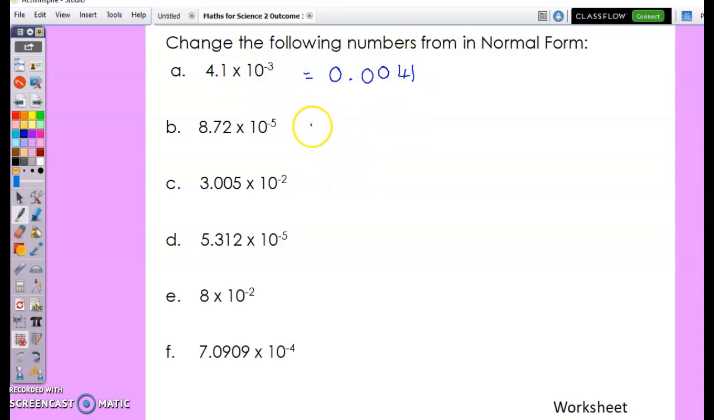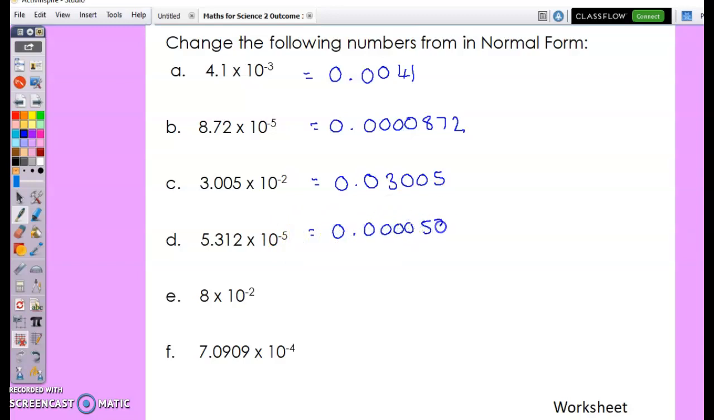Looking at B, I've got minus 5, so 0.0000, and then I add in my number, 872. C, I get 0.03005. D, times 10 to the minus 5, so 0.00005312, and you can always check this. I have moved my decimal point from here, so I've moved it 1, 2, 3, 4, 5 spaces.